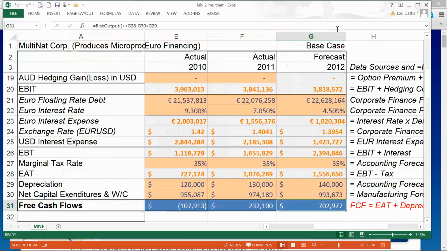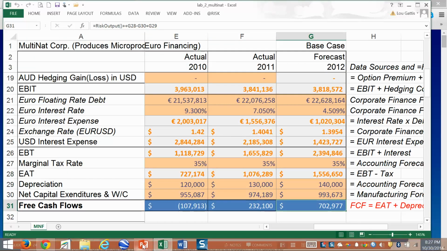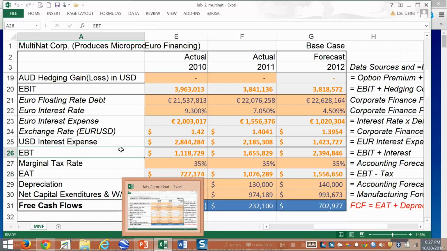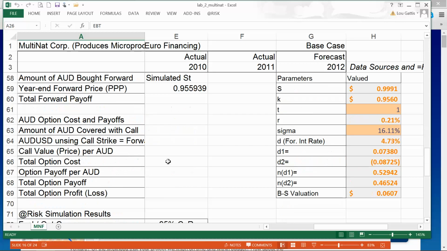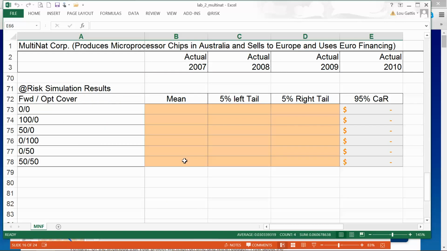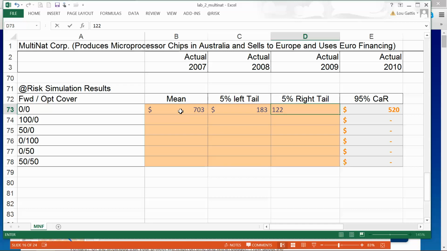So I'll close that. I'll then go below in my spreadsheet. I'm going to record those values: 703, 183, 1.222 million roughly. And notice the difference between the expected value, 703,000, and the 5% lowest, 183. That difference is $520,000.